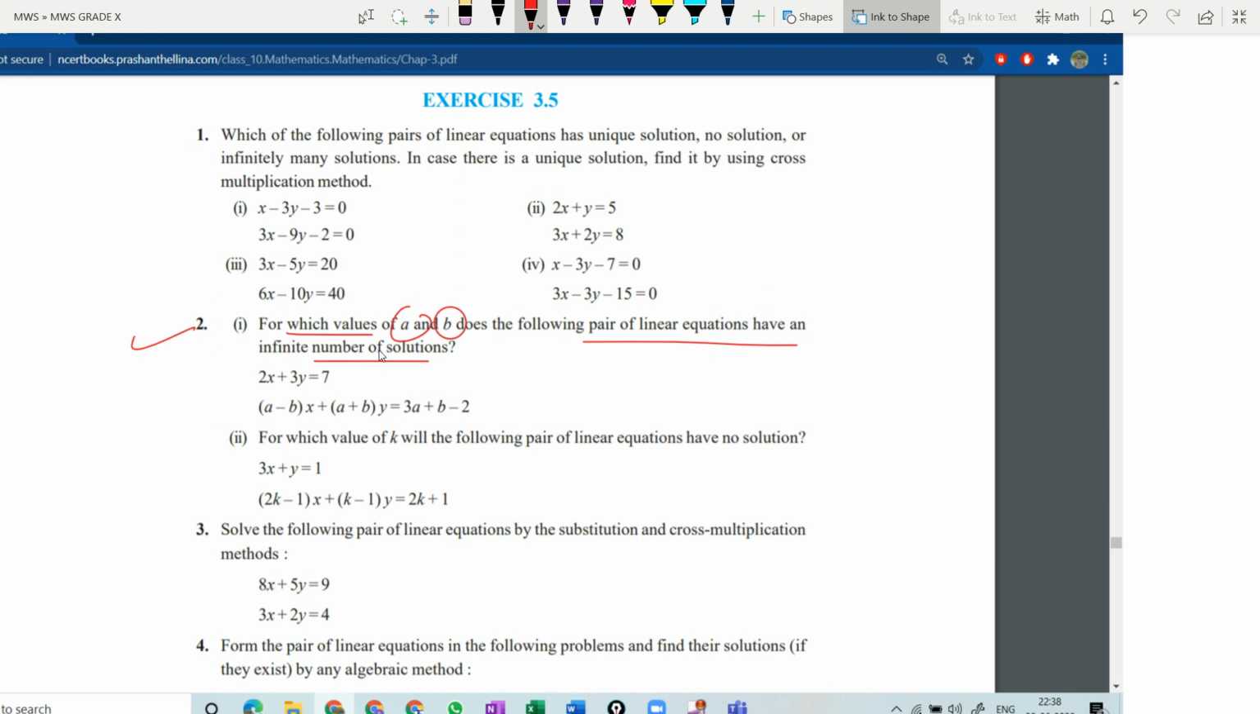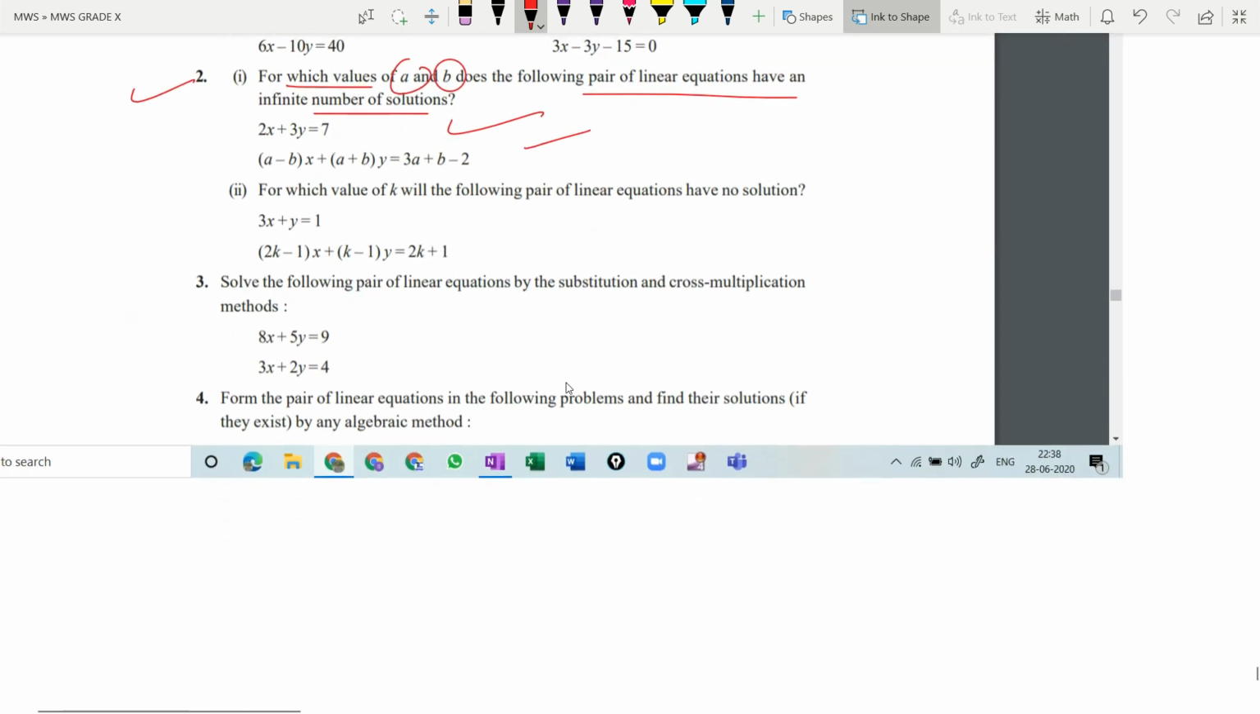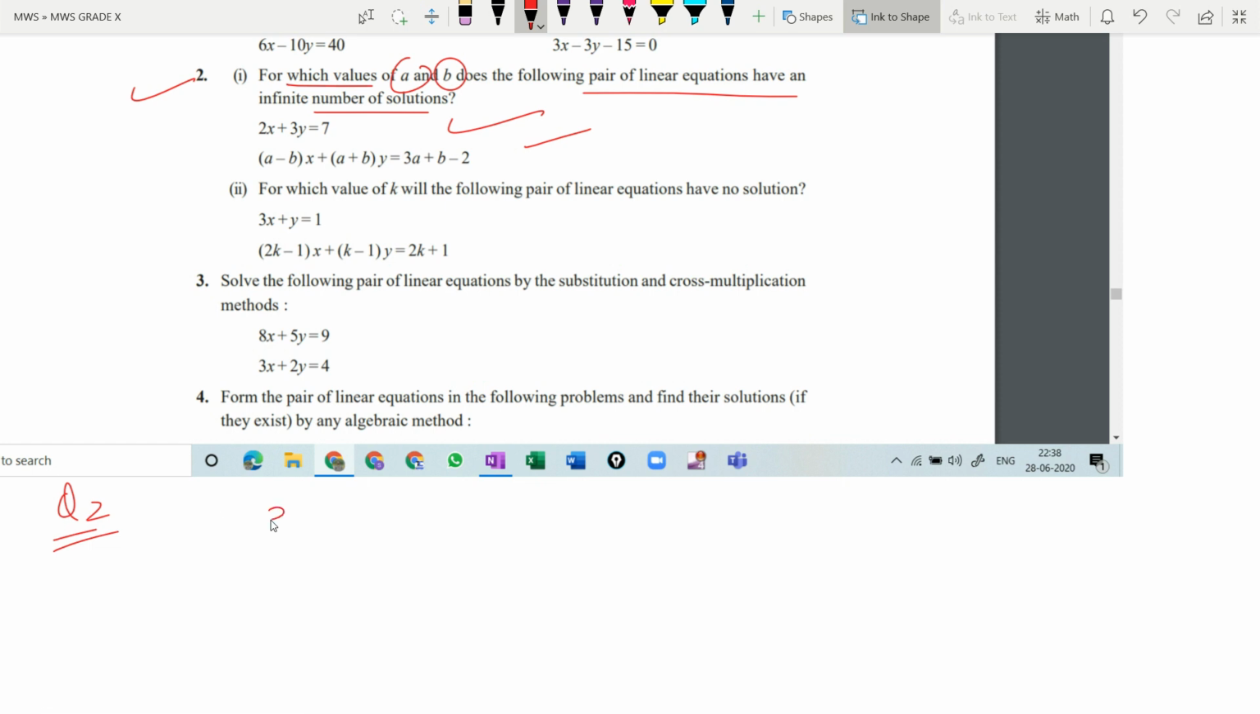Infinite number of solutions means a1 upon a2, b1 upon b2 and c1 upon c2 will be equal to each other, and with the help of that we'll be able to find the values of a and b. So starting with question number 2, it's easy, just write both the equations.